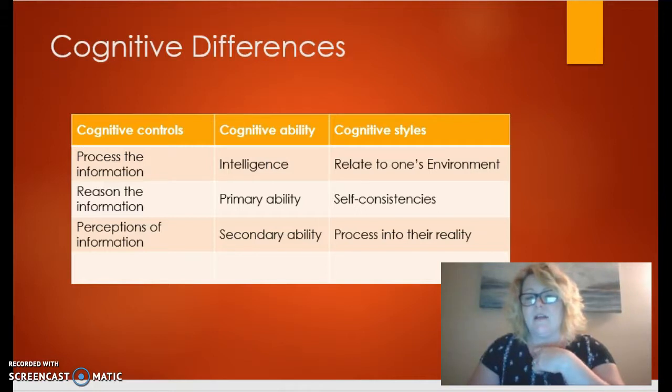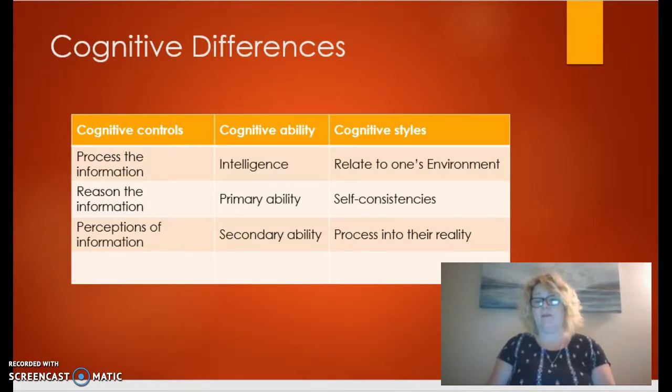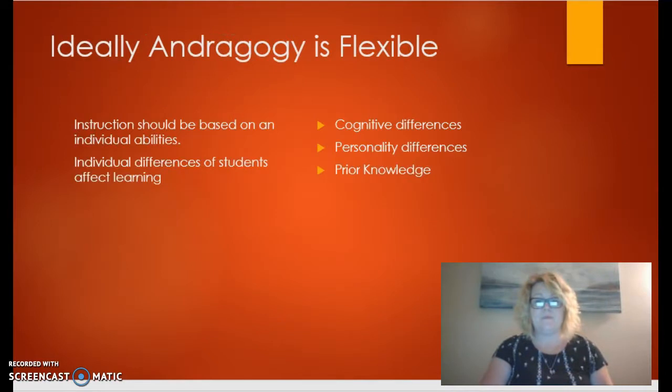In cognitive styles, how does one relate to one's environment, the environment around them? Self-consistencies: are they consistent within the learning capabilities? Being able to cognitively understand, and cognitive is understanding what you're learning. And then how can they process that into their reality? That's the important part.